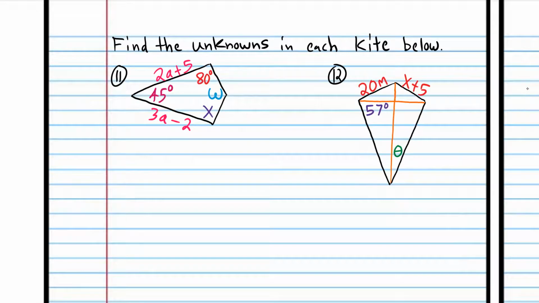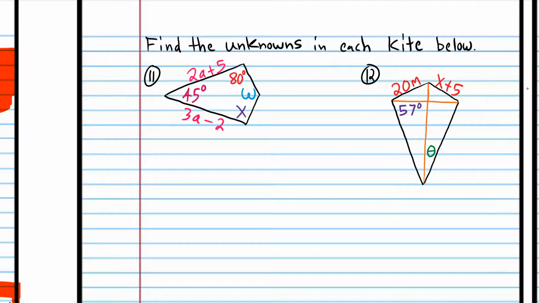So we're told that this is a kite. If we know it's a kite, then we know that this side must be congruent to this side. That's just the definition of a kite. And also, this side must be congruent to this side. So by definition, we know that 2a plus 5 must be equal to 3a minus 2. Do the math on that, and we get a is equal to 7.